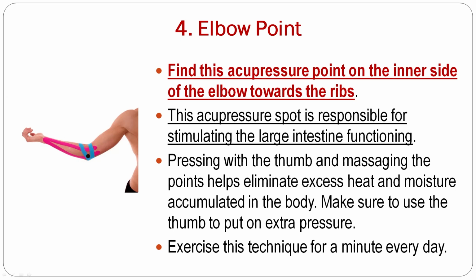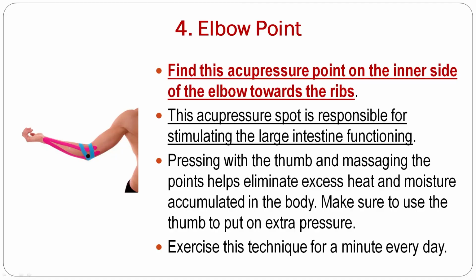Fourth, find this acupressure point on the inner side of the elbow towards the rib. This acupressure spot is responsible for stimulating the large intestine functioning. Pressing with the thumb and massaging the points help eliminate excess heat and moisture accumulated in the body. Make sure to use the thumb to put an extra pressure.